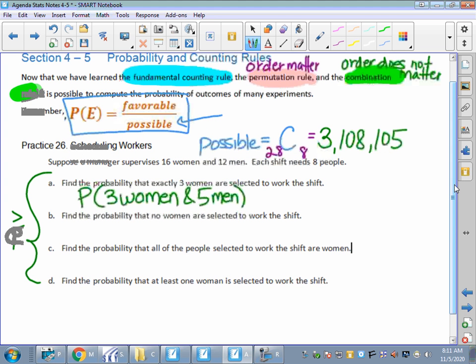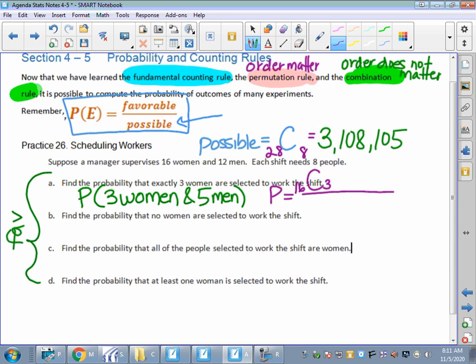Hopefully you remember, what does and mean? And always means multiply, right? So I'm going to have 2 parts for my favorable: the probability of the 3 women and then the probability of the 5 men. So my favorable is going to be the probability of 3 women. Do we care in which order those 3 women are chosen? We don't, right? As long as they show up to work. So it's a combination. I have how many women to choose from? 16, and I'm wondering about the probability of 3 of them.